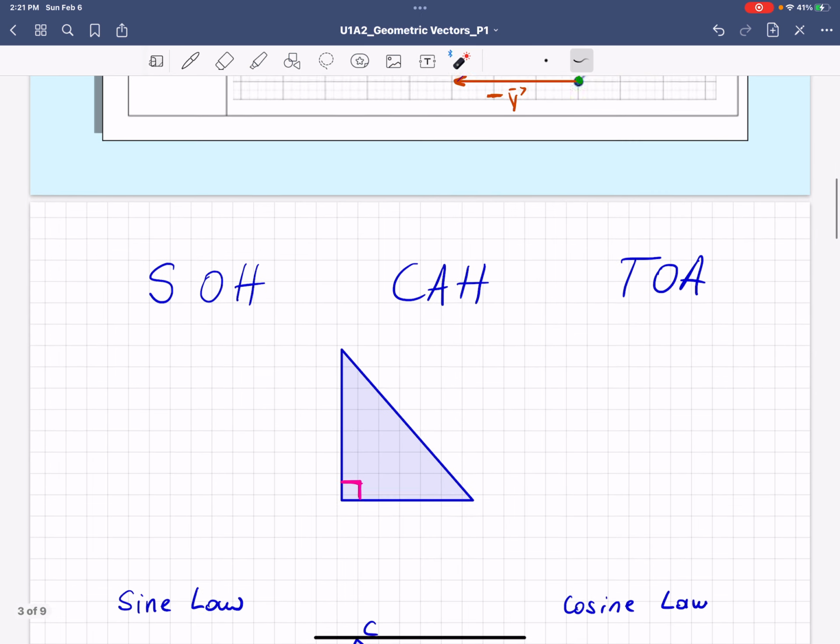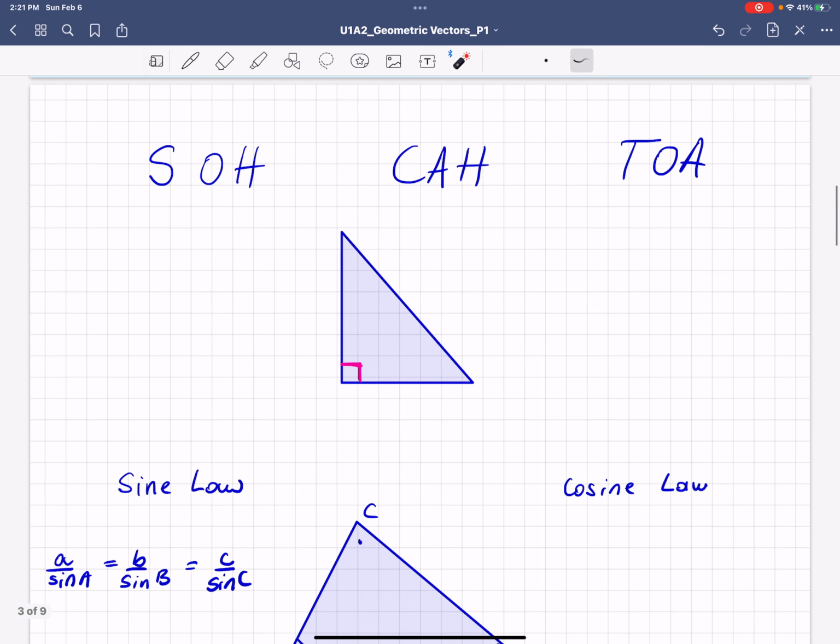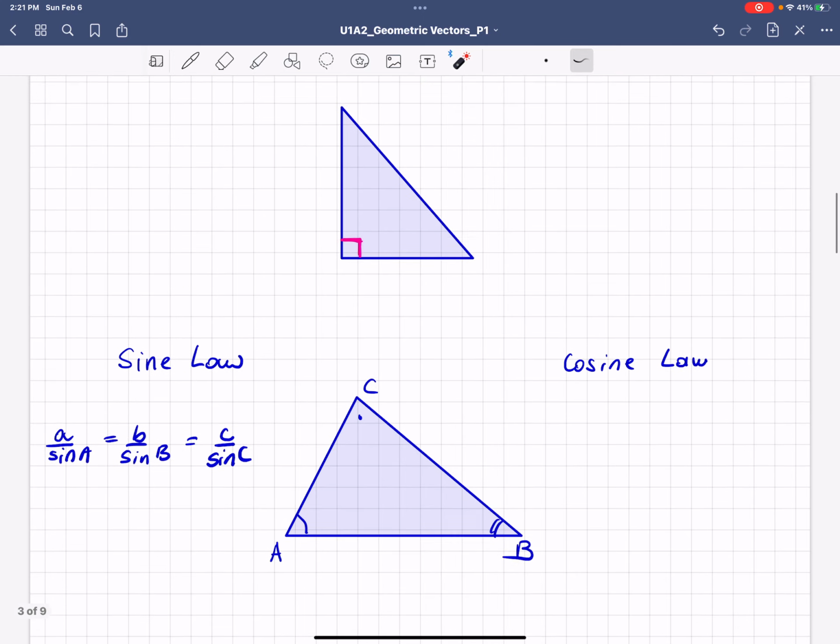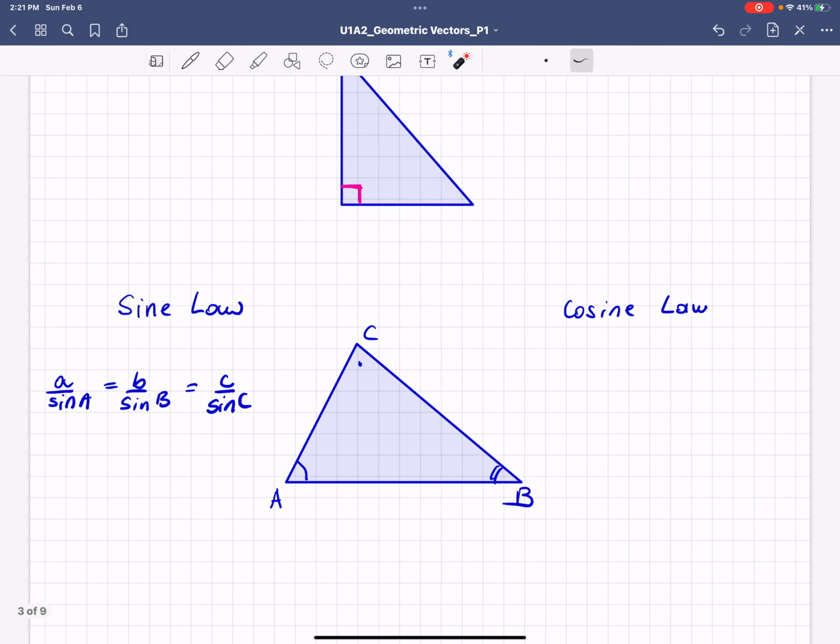Now, before we start, I want to review or recall a couple of formulas that are very important and very useful when dealing with vectors. Number one, SOHCAHTOA. Remember, SOHCAHTOA is the acronym for the sine, cosine, and tan ratios, and they're used to solve right-angled triangles. Another set of formulas that we use very often are the sine and the cosine law. And sine and cosine law, if you remember, can be used in any kind of triangle.